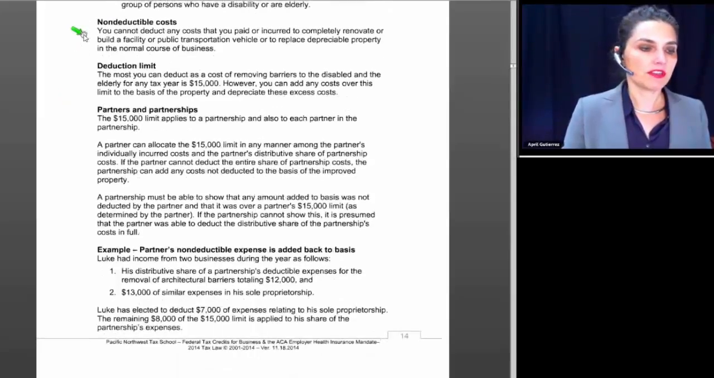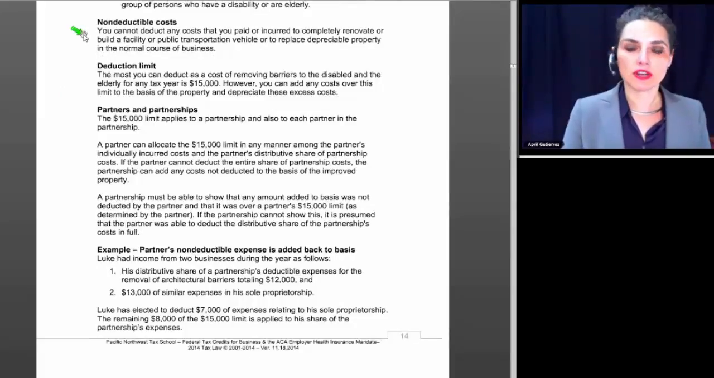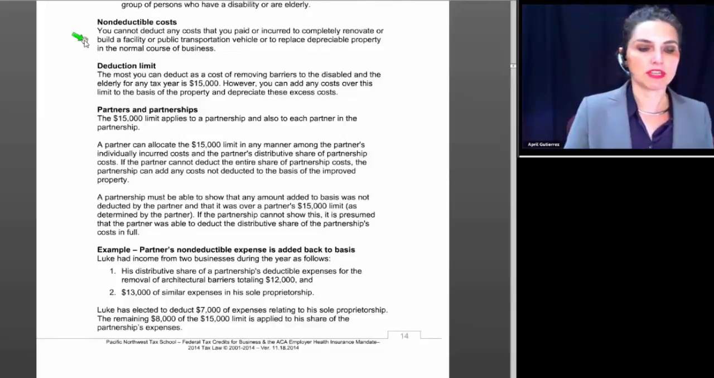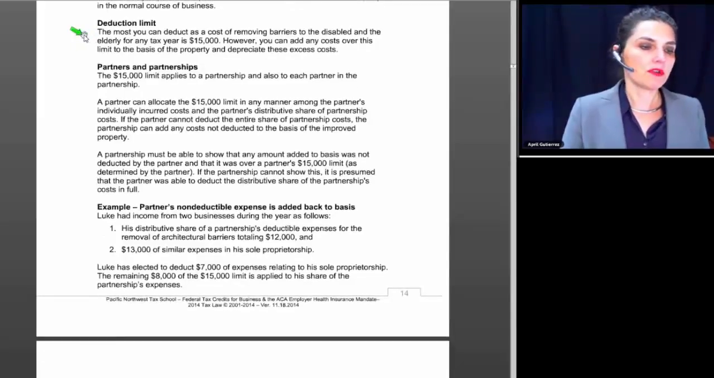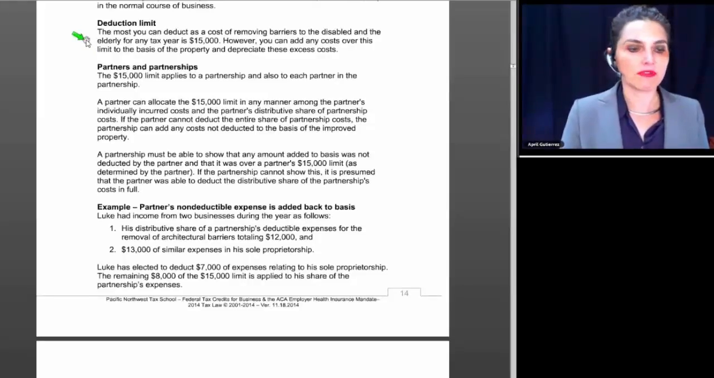Non-deductible costs. You cannot deduct any costs that you paid or incurred to completely renovate or build a facility or public transportation vehicle or to replace depreciable property in the normal course of your business. Deduction limit. The most you can deduct as a cost of removing barriers to the disabled and the elderly for any tax year is $15,000. However, you can add any costs over this limit to the basis of the property and depreciate these excess costs.